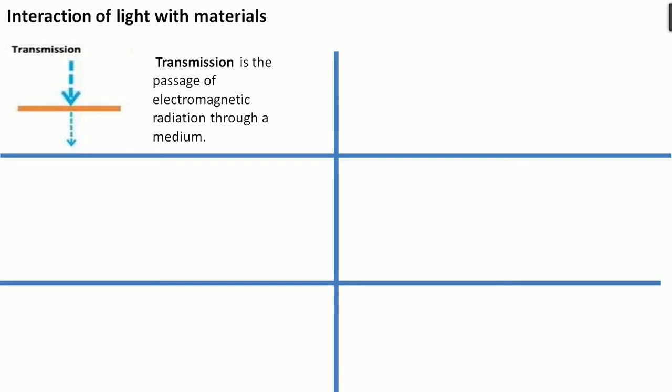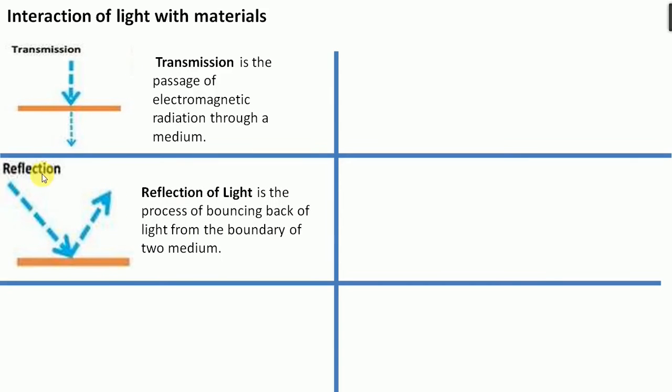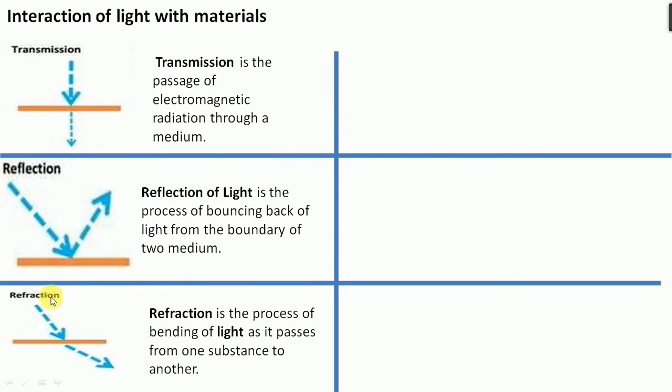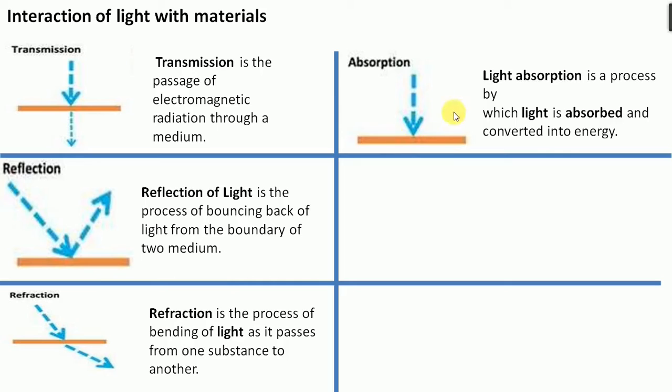Now let us find out how light interacts with materials. In some cases light passes through the material, and this process is called transmission. In some cases light gets reflected. When the object is opaque, the light cannot pass through it, so it gets reflected, and this process is called reflection. In some cases light passes from one substance to another, but it bends when going from one medium to another, and this process of bending is called refraction of light. In some cases light gets absorbed by the object. When light falls on a black object, all the light gets absorbed by the black object.